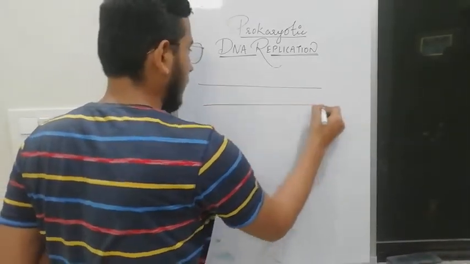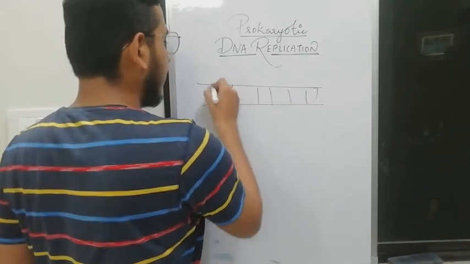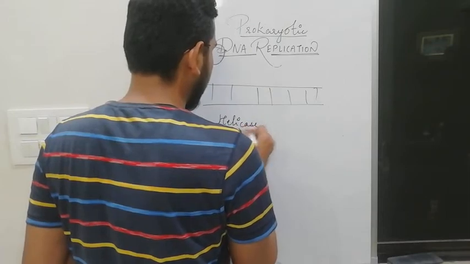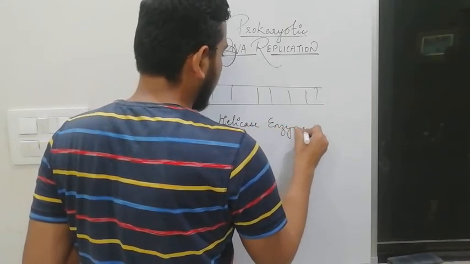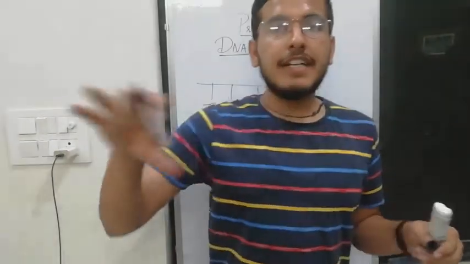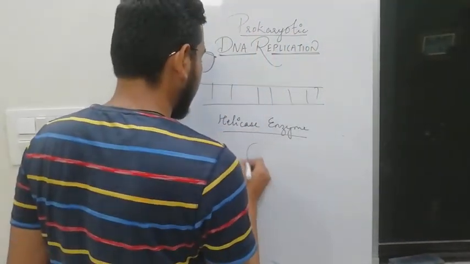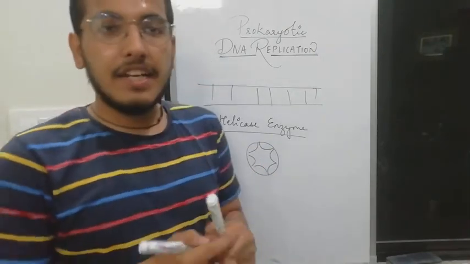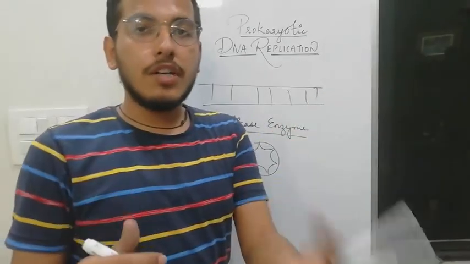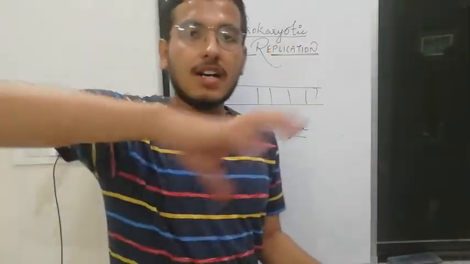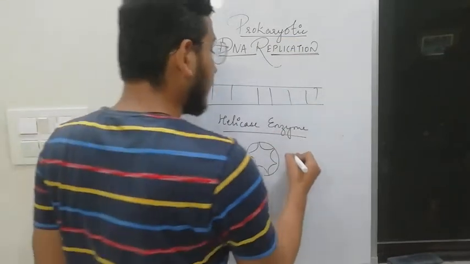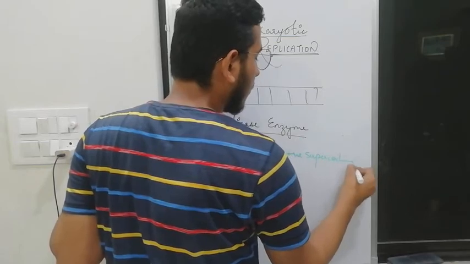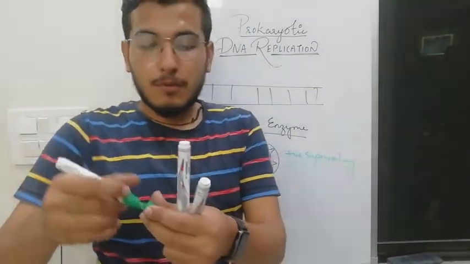this strand has to unwind. So for unwinding, we have another enzyme, helicase enzyme, that will unwind DNA. It is a hexameric ring and gets attached to the tau subunit of DNA polymerase 3 and starts unwinding. It results in positive supercoiling of DNA.